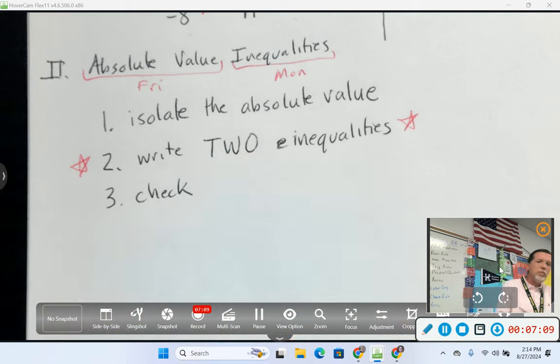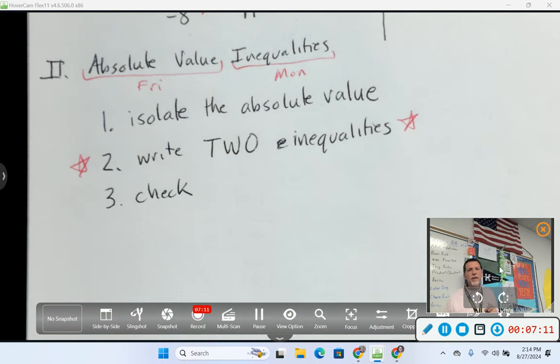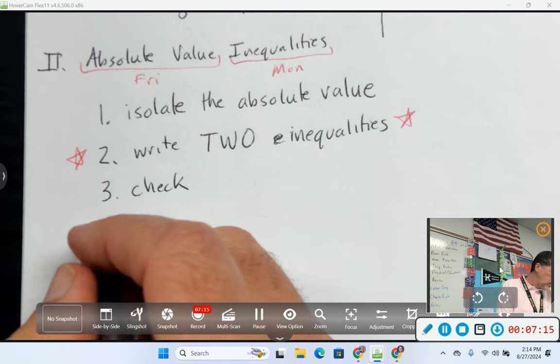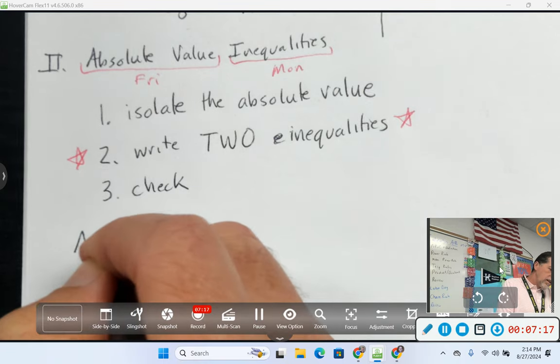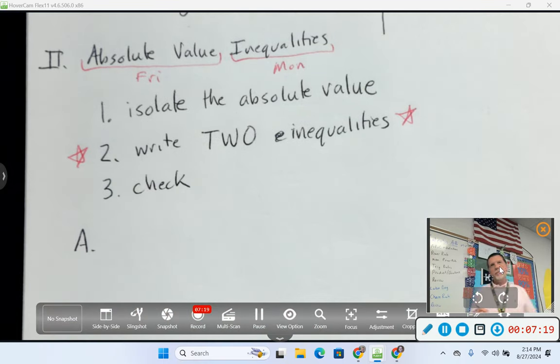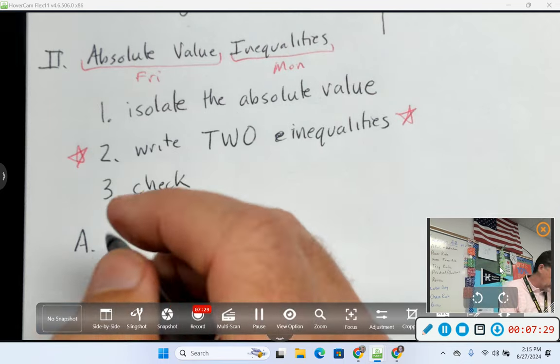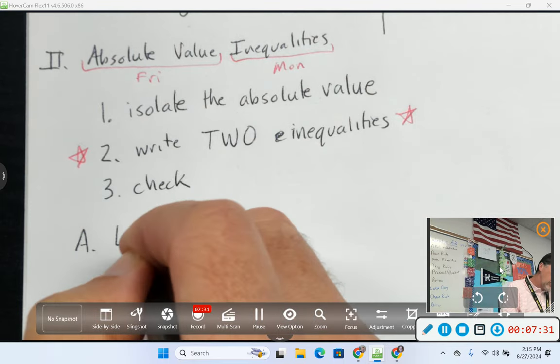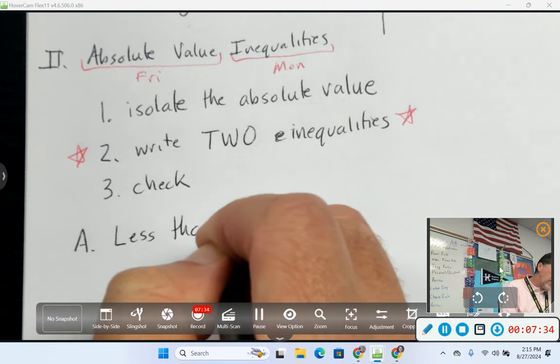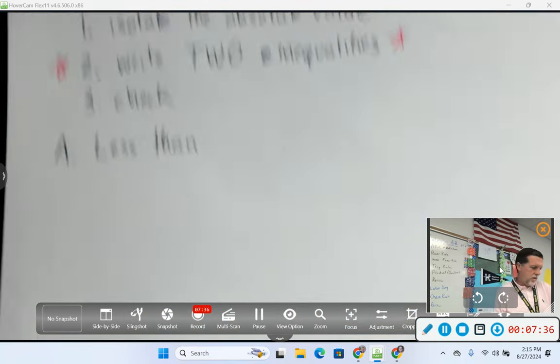And then the last step was to check, because sometimes weird things happen with absolute values. Okay. Notes take longer today than they did with equations because we treat the less than and the greater than problems a little bit different. So I got to show a couple examples of each. So let's worry about the less than problems first.